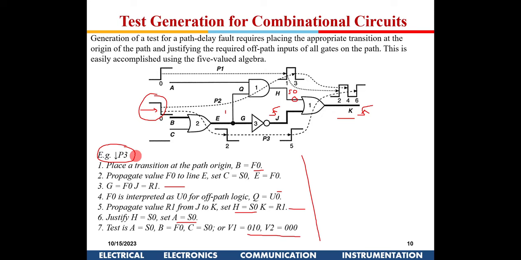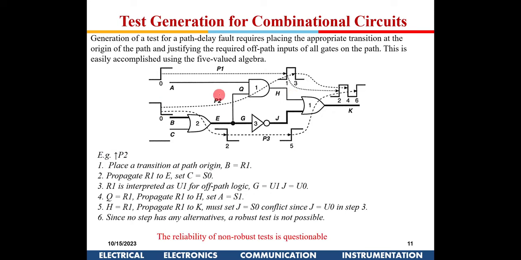Similarly, if I take one more example out here, suppose I want to find the test for this particular path P1, for the rising edge, okay? So I put at B an R1, okay? I put an R1 out here, right? Now for that, obviously I have to put C as S0. Okay, so I'm going to put a 0 out here. This is going to be a rising edge out here now, so there is going to be R1 available here also. So here I will get a falling edge. Now here I need to put this, I have to set as, what do I have to set here?